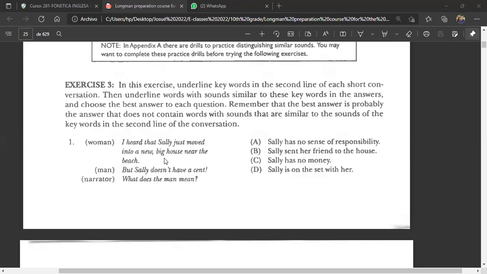Nice. It says, I heard that Sally just moved into a new big house near the beach, right? But Sally doesn't have a cent.